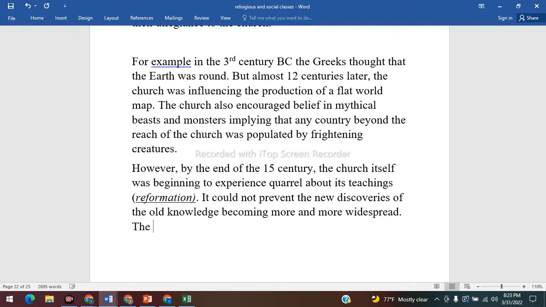Now, what did the Renaissance do? The Renaissance brought a new emphasis on the individual, and a new desire to find out the truth.